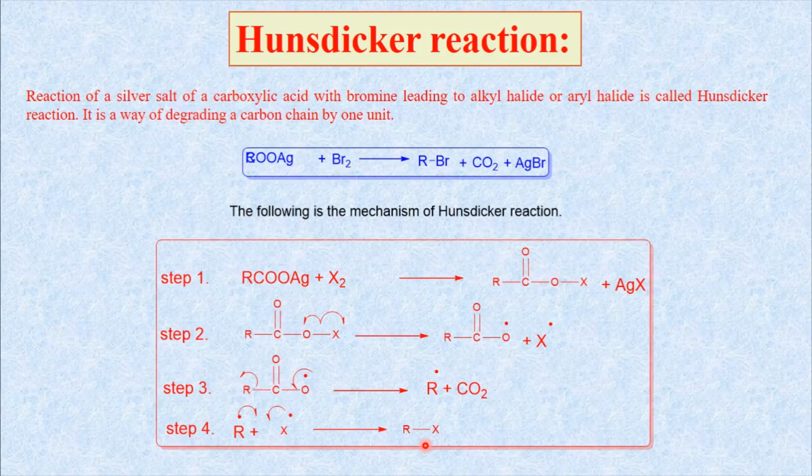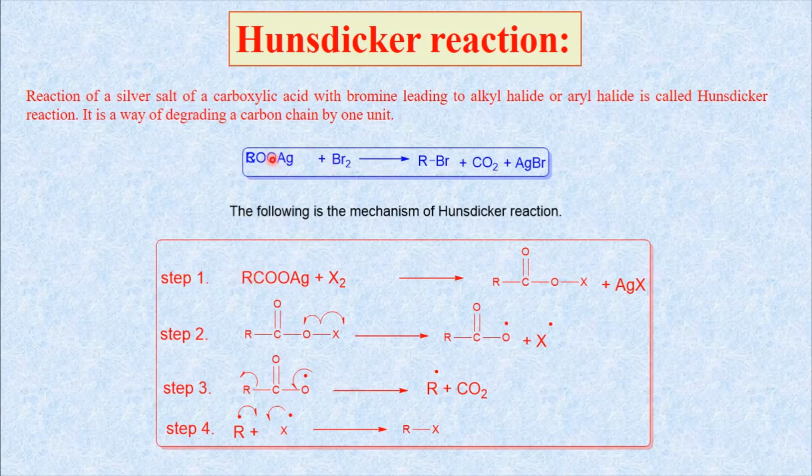Simple reaction mechanism. The Hans-Dicker reaction is a reaction of the silver salt of a carboxylic acid with bromine to give an alkyl halide or aryl halide, and it is a way of degrading the carbon chain by one unit. So you are degrading the carbon chain by one unit. This is the general reaction.